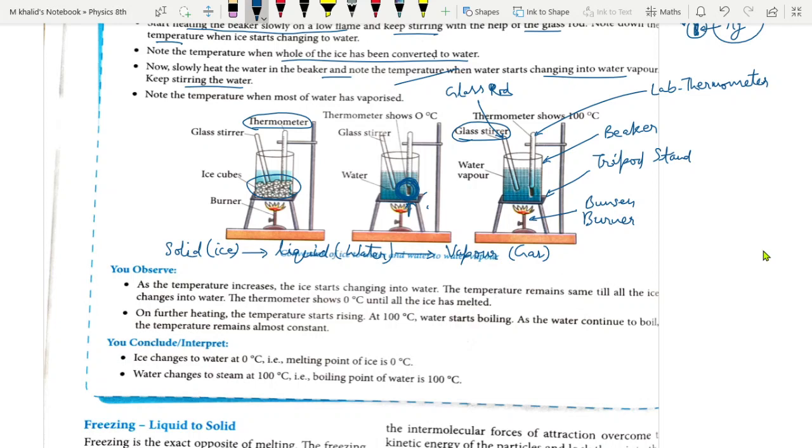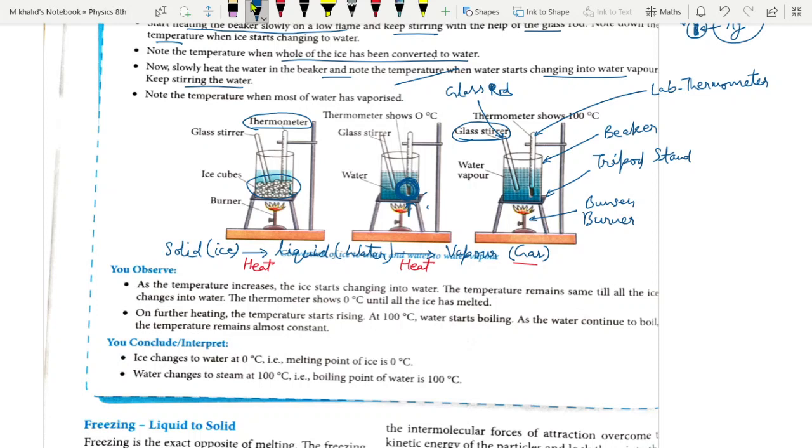At all the stages we have provided heat. We are supplying more and more amount of heat, right? So with the application of heat, solid is converting into the liquid, that is ice is converting into the water, and with more amount of heat, the water is converting into the gas.